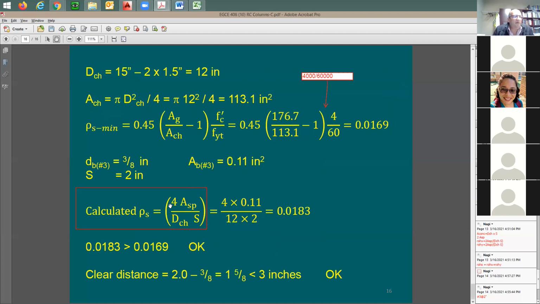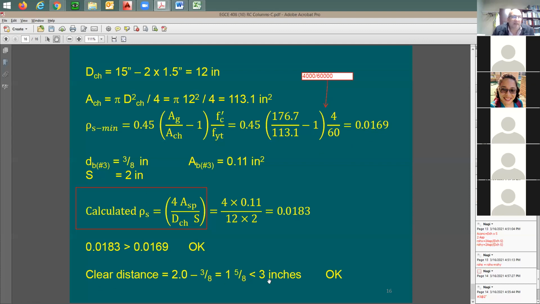You say, okay, for Asp, number 3, Dch 12 inches, and s, the spacing, is going to be 2 inches. So here's what I have provided. In the problem, it says that you're going to have your number 3 at 2 inches, meaning that you're going to have 0.018. The minimum needed is going to be 0.016. So I should be fine because this number is higher than the minimum needed by code.